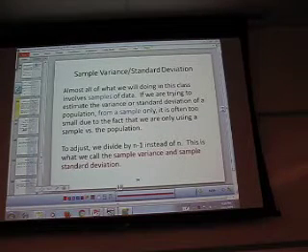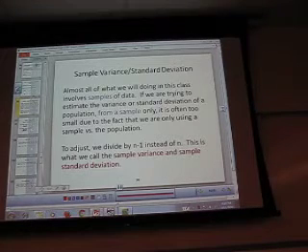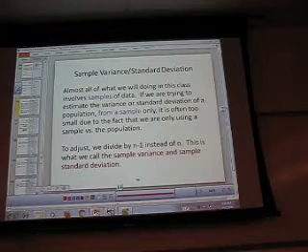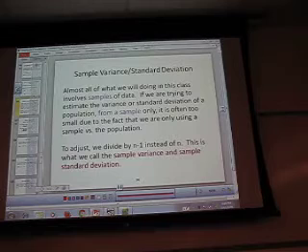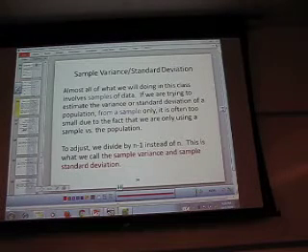Almost all of what we will do in this class involves samples of data. If we are trying to estimate the variance or standard deviation of a population from a sample only, it is often too small due to the fact that we are only using the sample versus the population. To adjust, we divide by n minus 1 instead of n. This is what we call the sample variance and sample standard deviation.